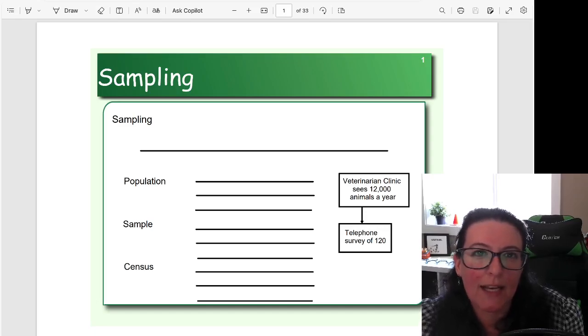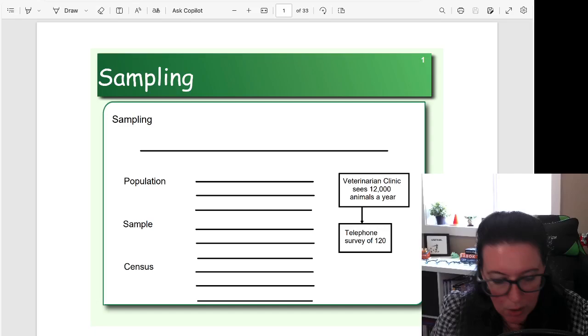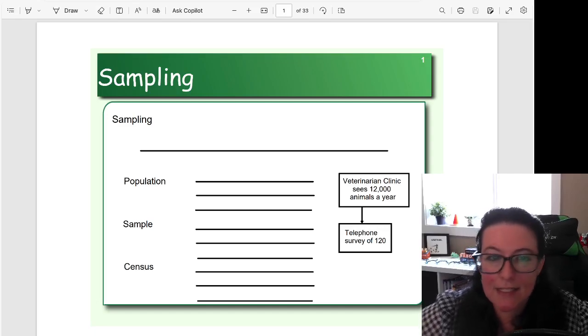So what we want to look at here is, how do you collect your sample? How do you get your participants? How do you decide how many people are involved in your sample? So let's start by first just defining sampling.